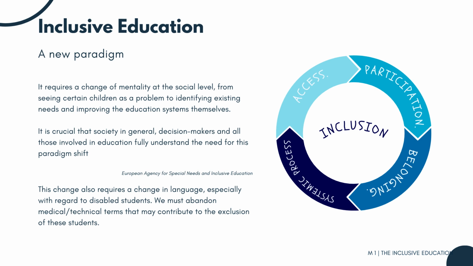And finally, it is essential that this process is a systemic one. It is not about one class, one school, or one community. Everyone is involved. Everyone involved in the educational process is part of the inclusion process. It is therefore crucial that society in general, decisions, and all those involved in education fully understand the need for this paradigm shift.